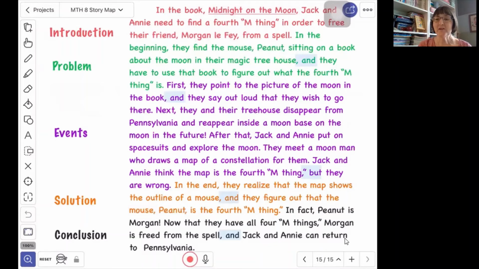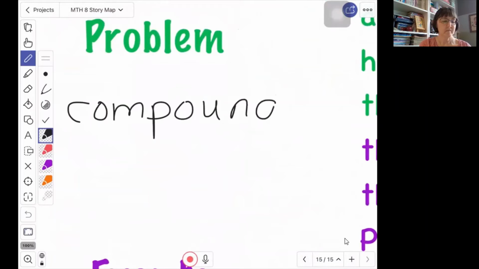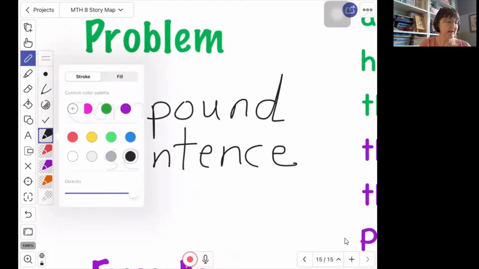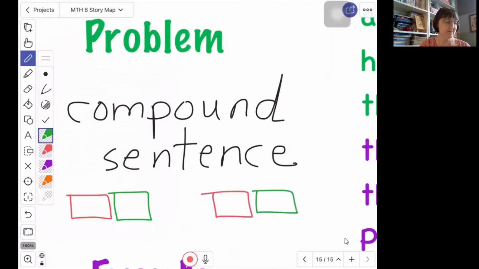On this page, we are looking at where the compound sentences are. A compound sentence is when we take two sentences and we glue them together into one compound sentence. So our compound sentence would have our subject and our verb, and then we would have another subject and another verb. Those are our two sentences. It'd be a period at the end of each one.